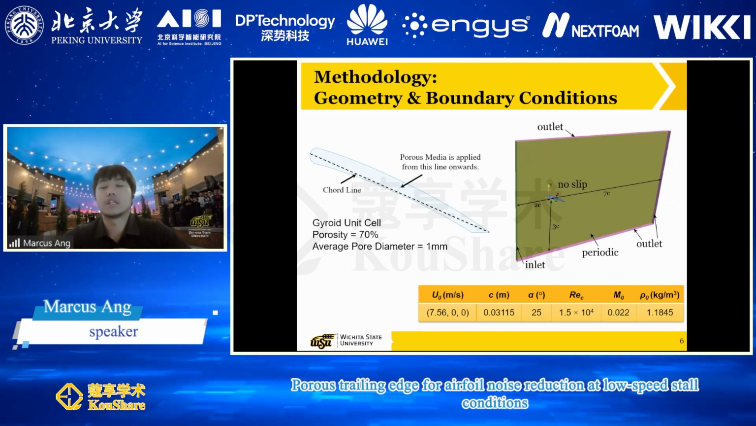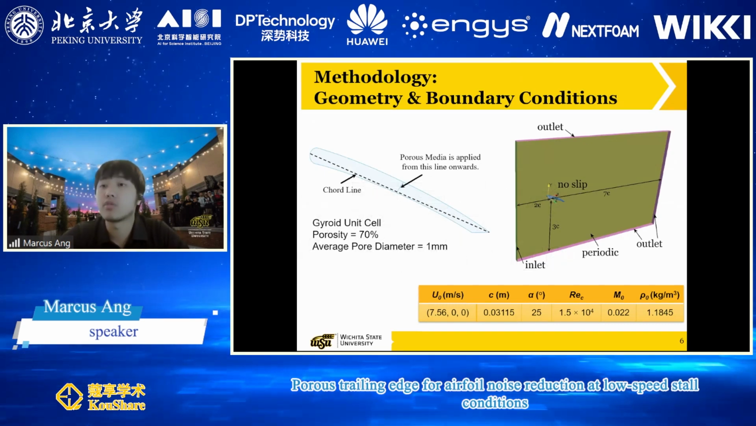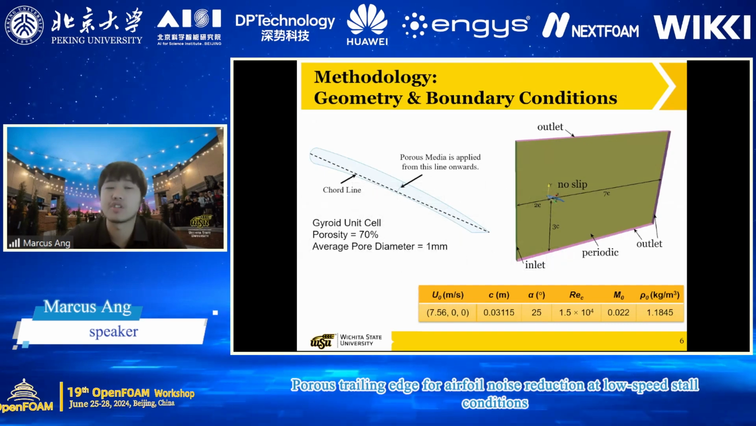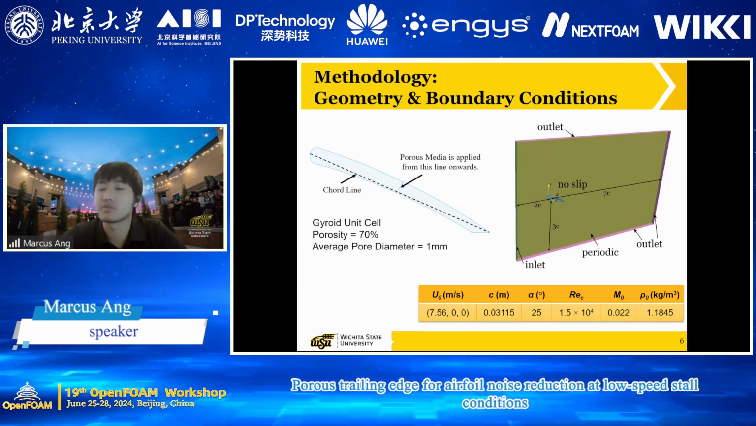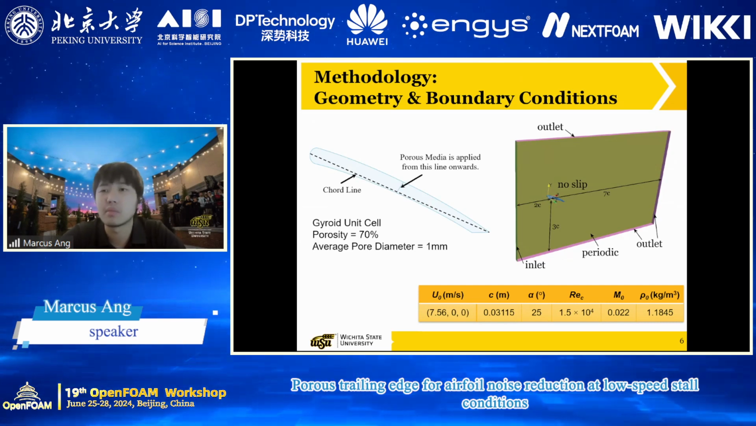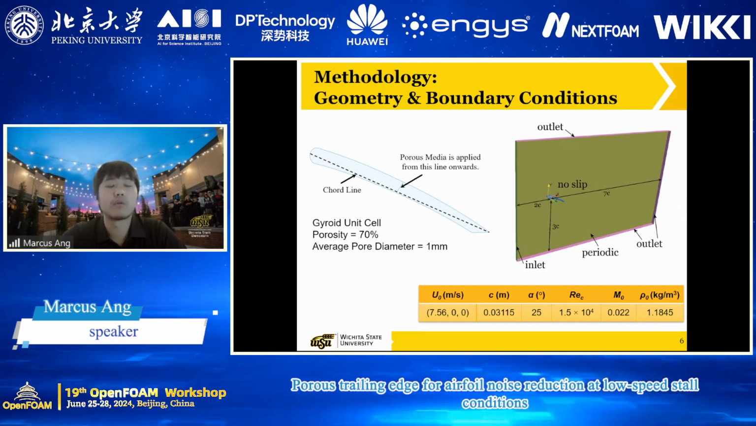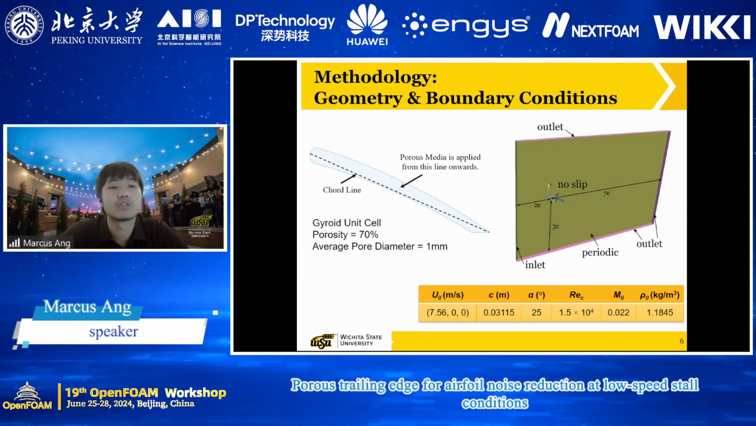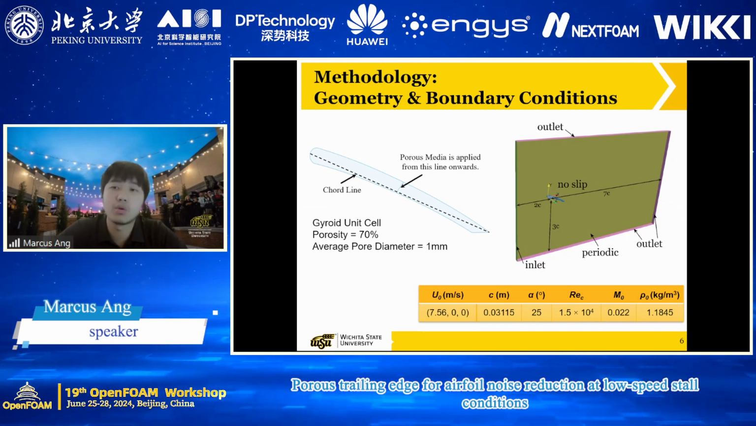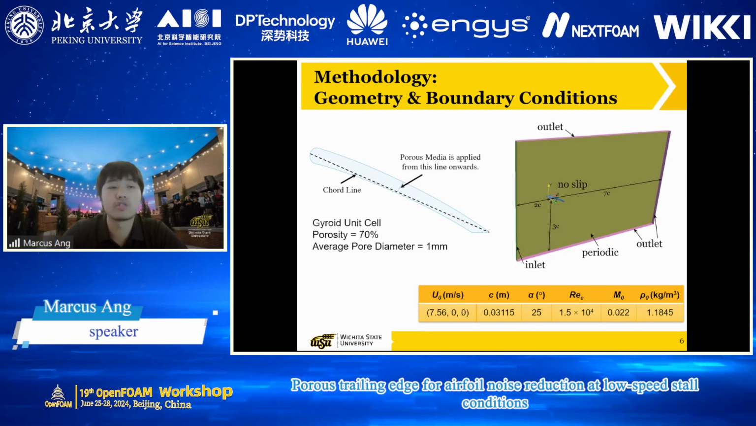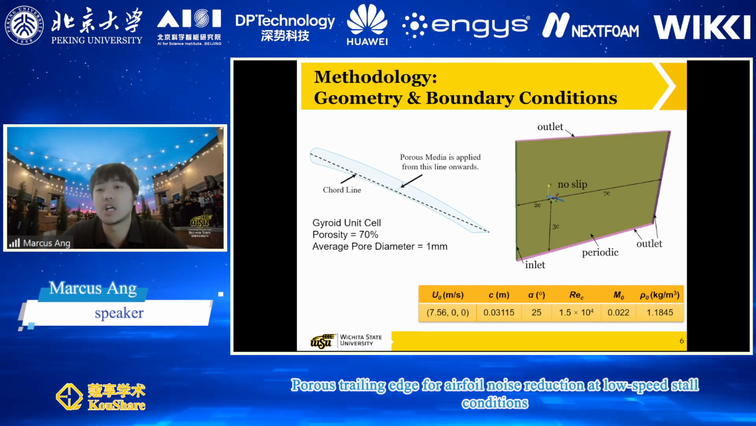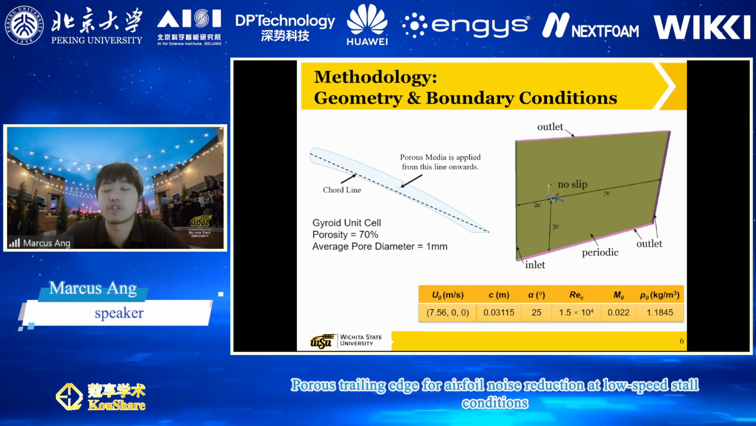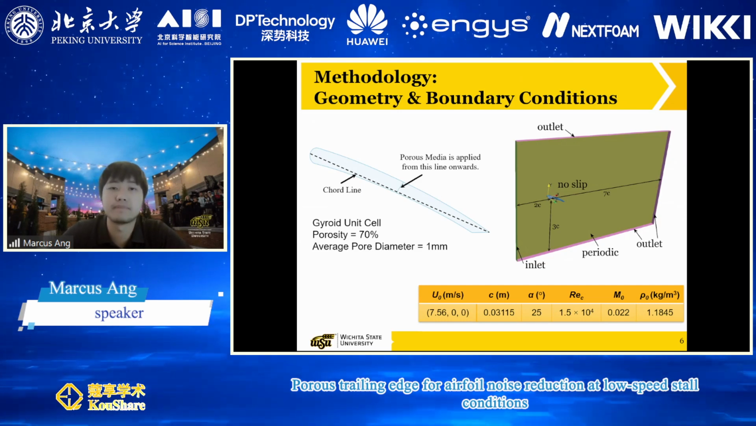To work on this, the first thing I had to do was select an airfoil. And this airfoil actually comes from a 3D scan of an electronic cooling fan. So the chord length is really small, only about 30 millimeters or so. And what we're going to do is apply porous media to the last 50%, so from the mid chord to the trailing edge. The porous media that I'm using is a gyroid unit cell. Porosity is constant 70%, and the average pore diameter is 1 millimeter.